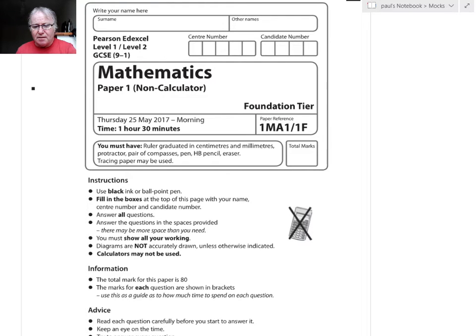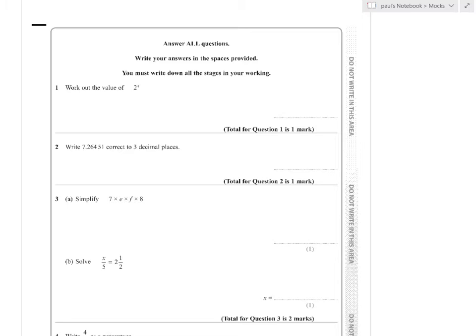Okay. Right. What we got here? Edexcel this time. Foundation paper. Non-calculator from May 17. So this is the first of the 9-to-1s that they brought out. So let's have a look and see how well we can do with this one.